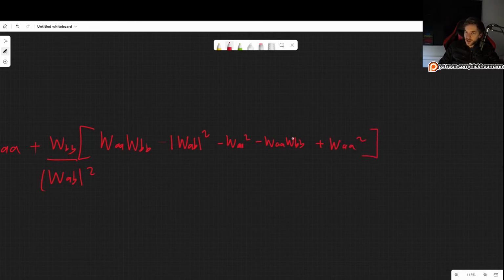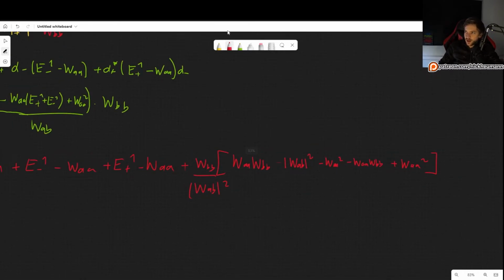So from here we can clearly see that WAA cancels out, this cancels out. So all we are left with is this minus the modulus squared. But we are also dividing by the modulus squared, so we are left with minus 1. So basically we just change this plus to a minus. That is the result. Right, so this is minus WBB.